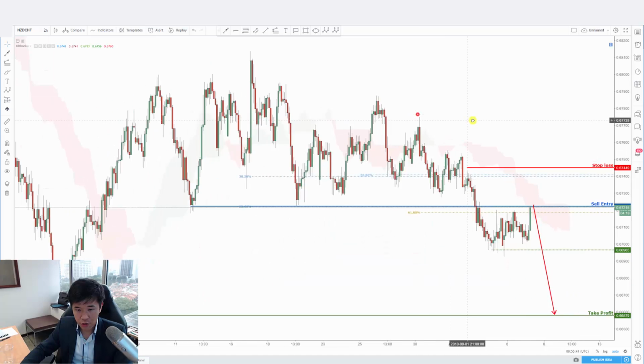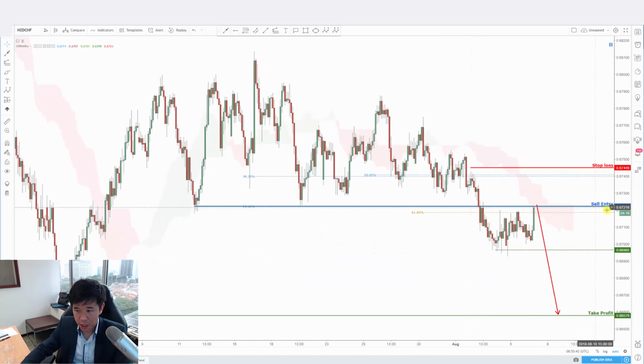I'm going to zoom in a little bit more, and this is our strategy. We're looking to sell at 67.22, stop loss at 67.44, and our profit target at 66.57. Intermediate support is at 66.96, so maybe I will look to close off a little bit of my position if it comes down to this level.